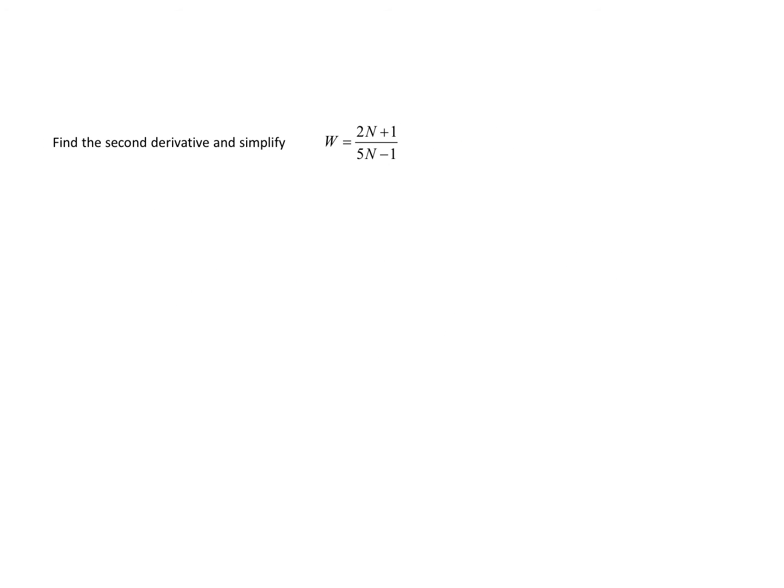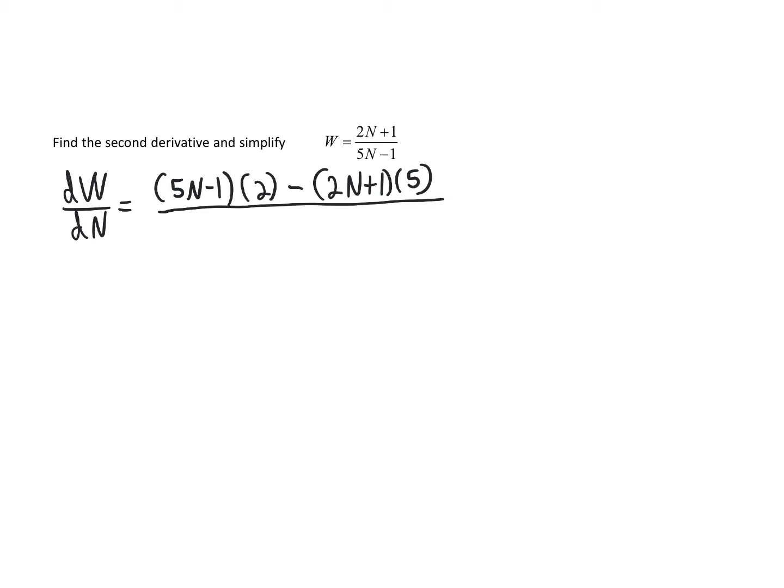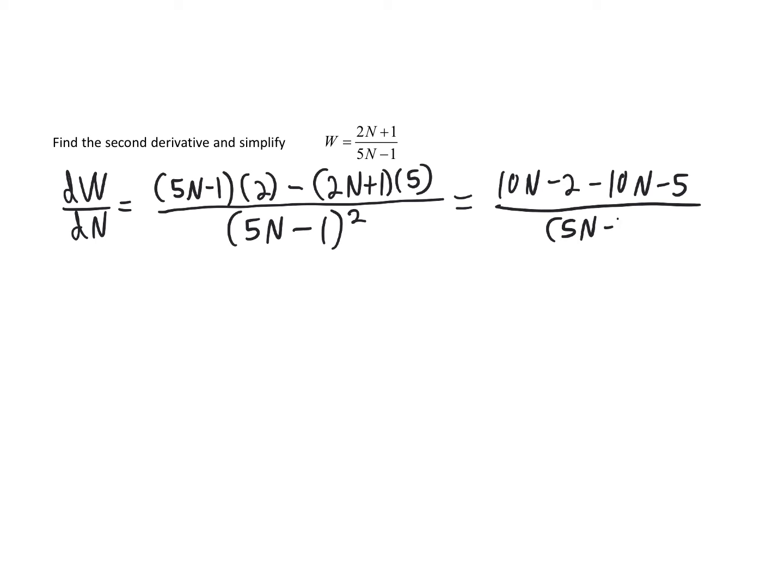Now here we're finding the second derivative again. We're going to use the quotient rule. From here we can simplify the top. Collect like terms, giving.